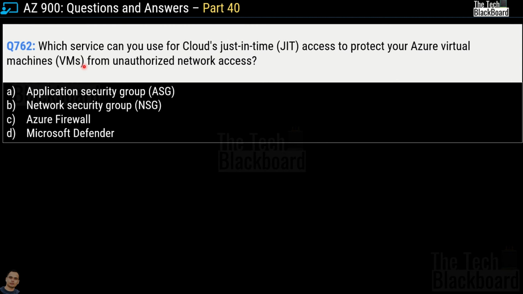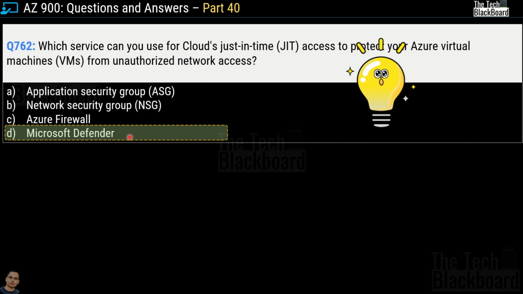Question 762 says, which service can you use for cloud's just-in-time or JIT access to protect your Azure virtual machines from unauthorized network access? Your options are Application Security Group, Network Security Group, Azure Firewall, and lastly, Microsoft Defender. And the correct answer for this question is option D, Microsoft Defender.